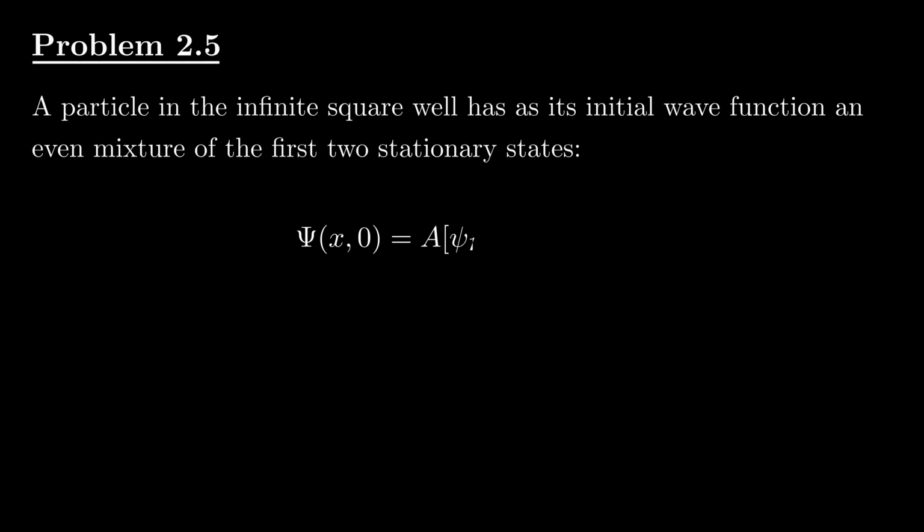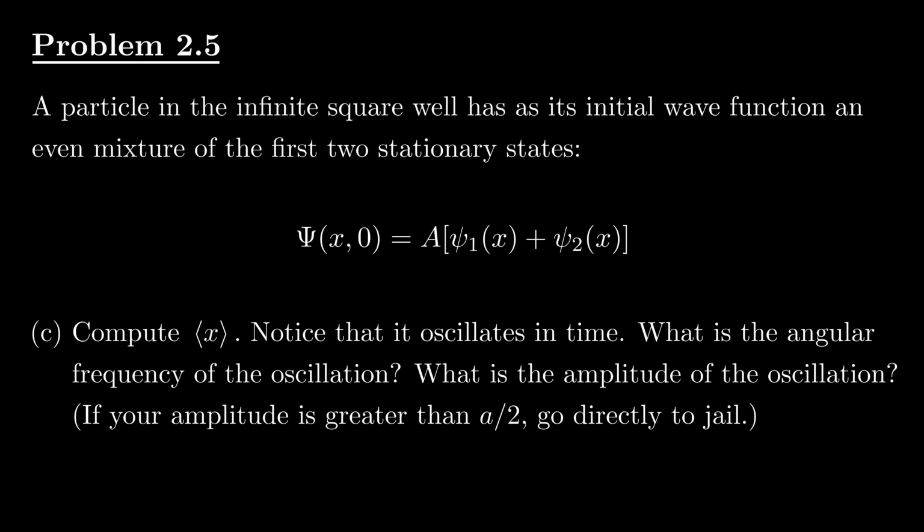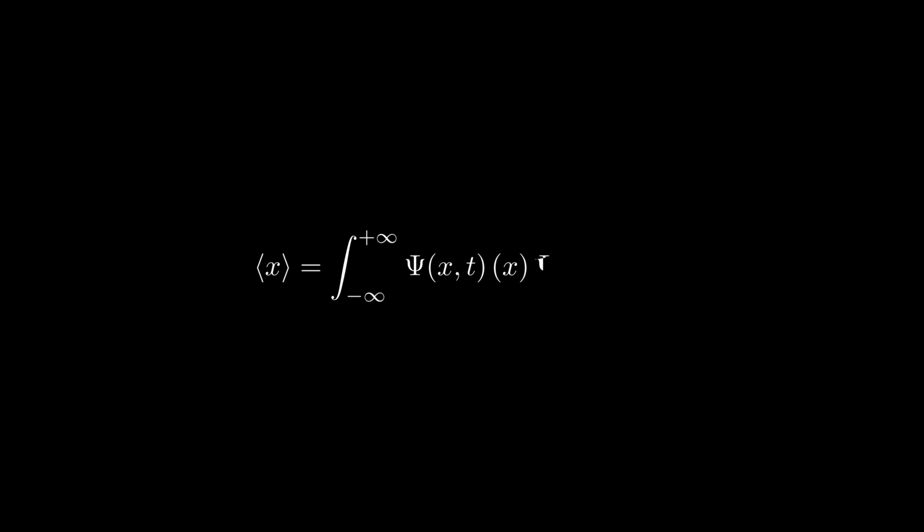In part C, we'll calculate the expectation value of the position, which represents the average position of the particle within the infinite square well for the given initial wave function. We will observe that this value oscillates over time, and our objective is to determine the angular frequency and amplitude of this oscillation. We start with the formula for the expectation value of the position.